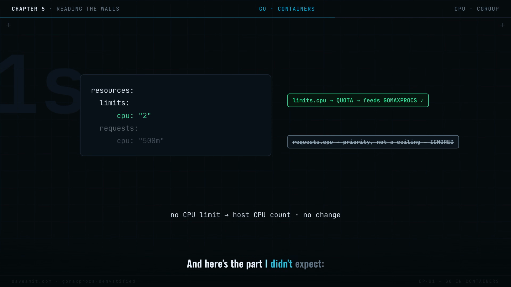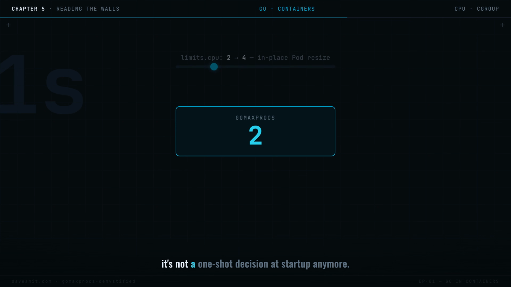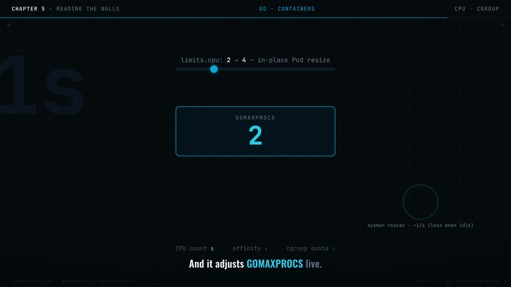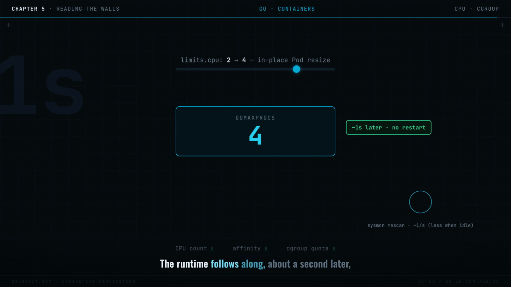And here's the part I did not expect. It's not a one-shot decision at startup anymore. By default on 1.25, the runtime's background monitor keeps watching. It rescans the CPU count, the affinity mask, and the cgroup quota about once a second, less often when the process is idle, and it adjusts GOMAXPROCS live. Resize a pod in place with vertical scaling, pin or unpin CPUs, change the limit on a running container. The runtime follows along about a second later, no restarts.